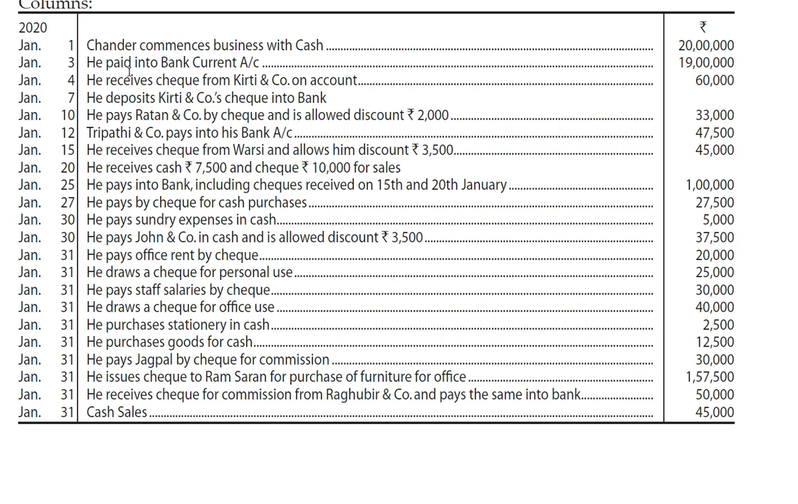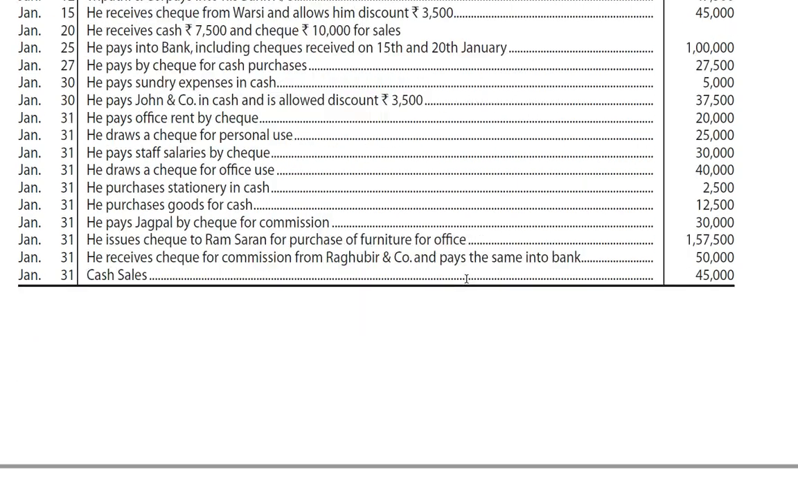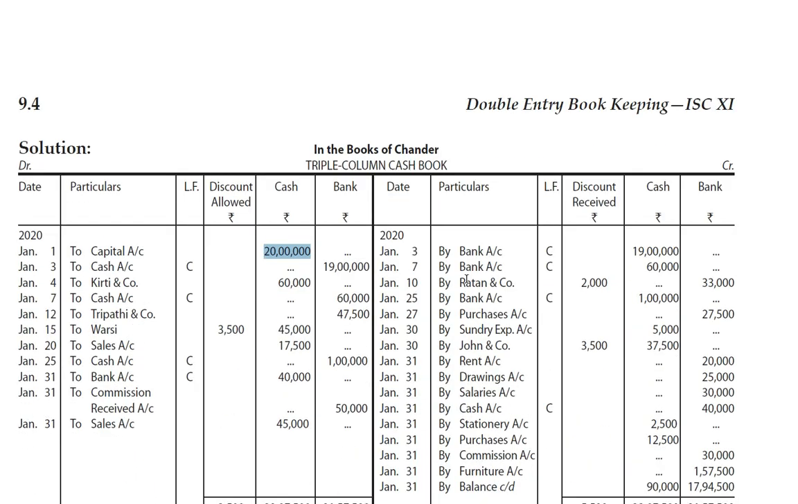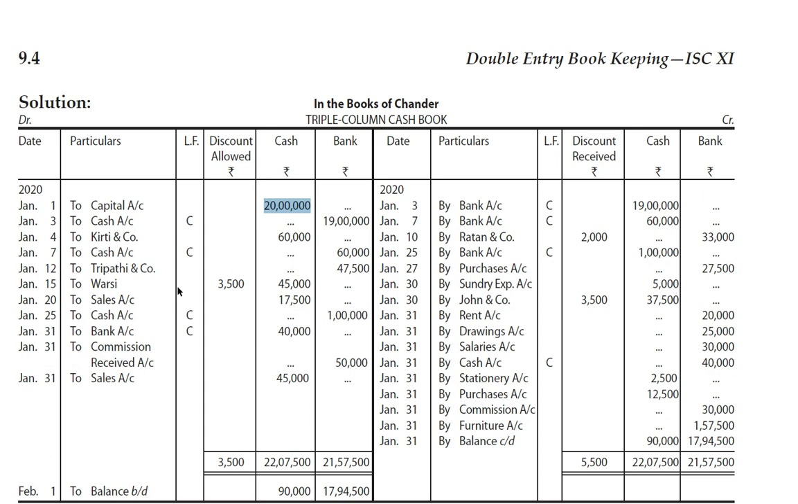That is January 3, he paid into bank current account 19 lakhs. So he is transferring his cash balance to bank balance. So money is coming in or money is going out? From the business cash perspective, money is going out. See, bank account debit to cash. If you are considering the journal entries, bank account debit to cash 19 lakhs, in the bank column 19 lakhs. So in the bank column, in the business, 19 lakhs is incoming. So you are writing in the debit side.